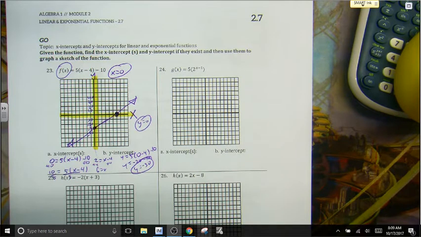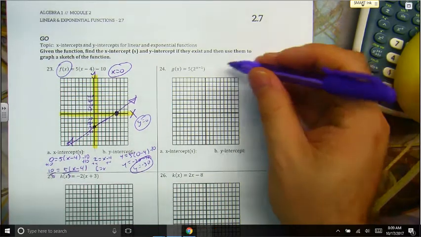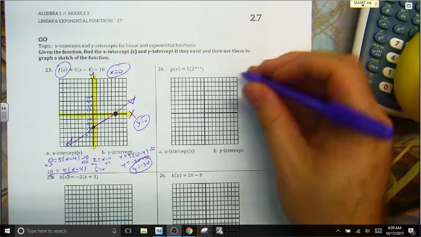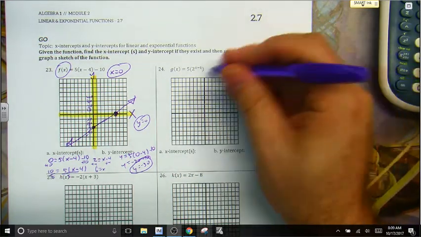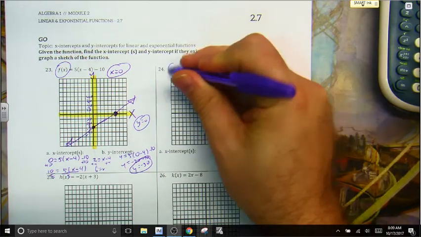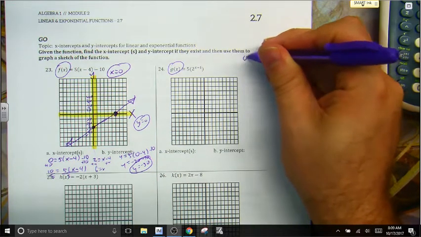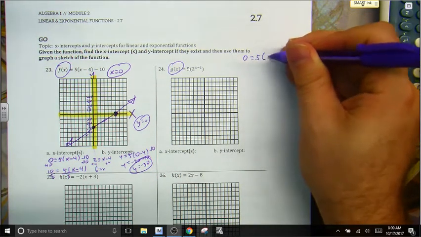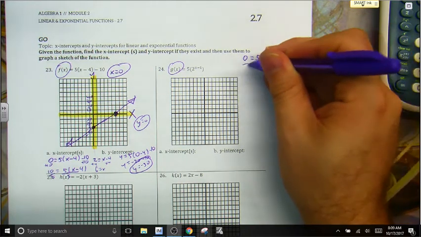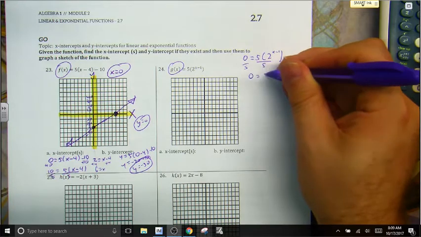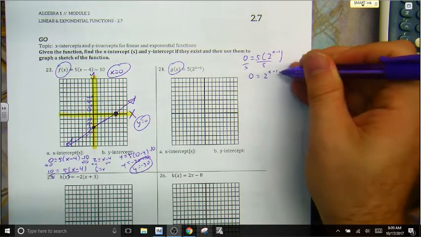All right, people. That is going to do it for today. Actually, you know what? Let me do this one real fast. Let me do the one with the exponent, just so that we're as clear as possible. So let's start by finding our x-intercept by plugging 0 in for y, which in this case is g of x. So 0 equals 5 times 2 to the x minus 1 power. Divide by 5. So 0 equals 2 to the x minus 1 power.